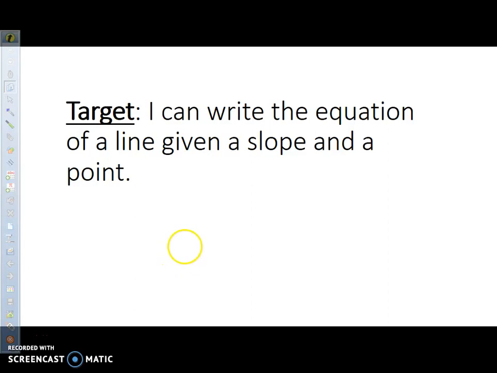Good morning, guys. Today we are going to be putting notes on how to write the equation of a line when you're given the slope and a point. You have to be given slope and point in order to write the equation for today. If I don't give it to you, then you can't do this.